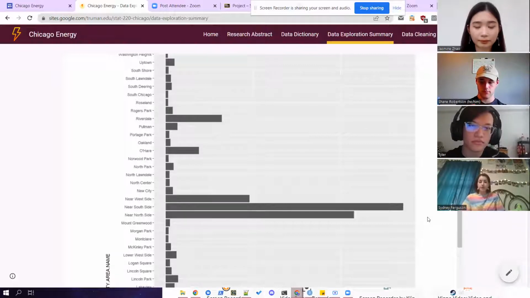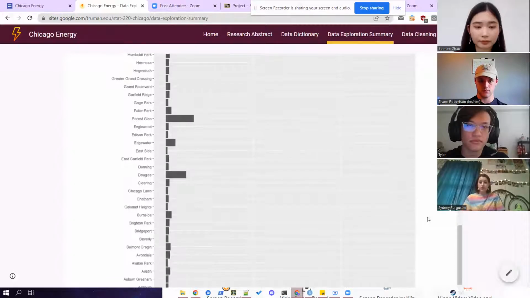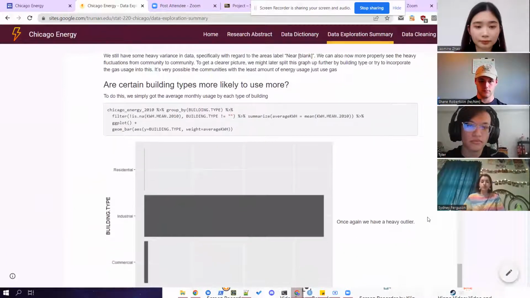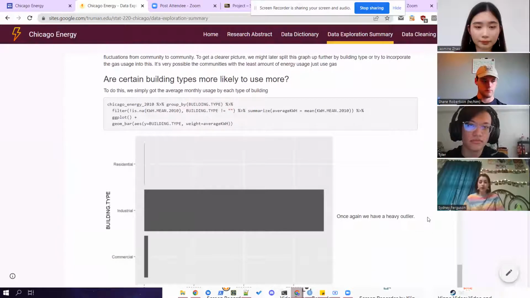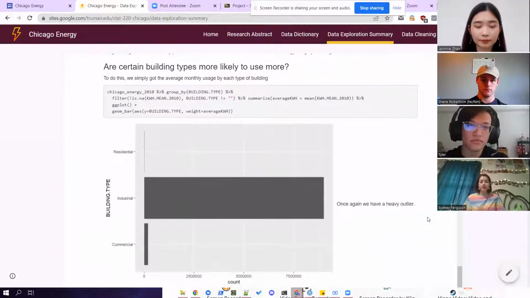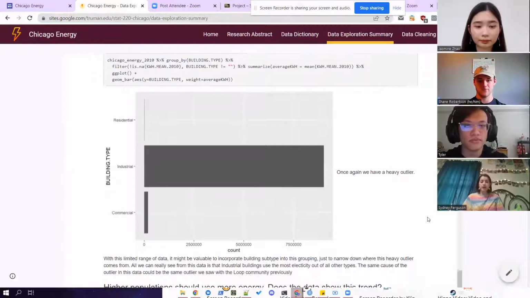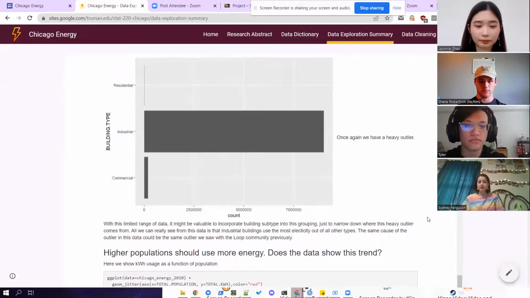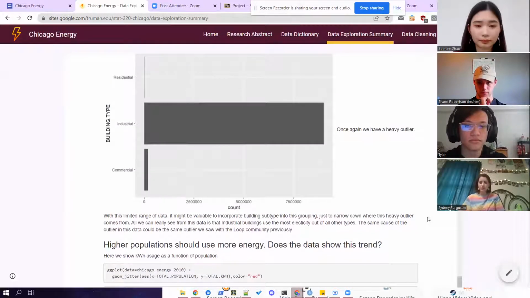So to get a better picture, we need to divide it by building type, which leads into our next question, which is, are certain building types more likely to use more energy? From this graph, it's obvious that industrial is a major outlier, most likely caused by the loop area that caused the previous outlier. All this graph really shows is that industrial uses a massive amount more energy than residential, which is pretty logical.